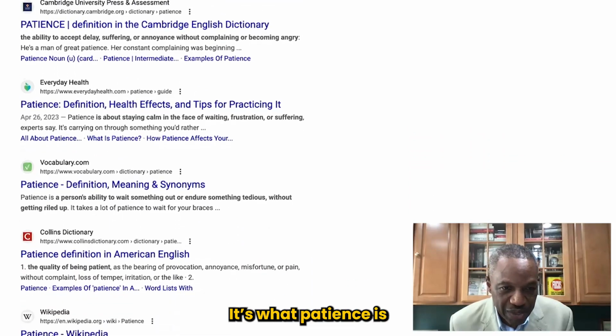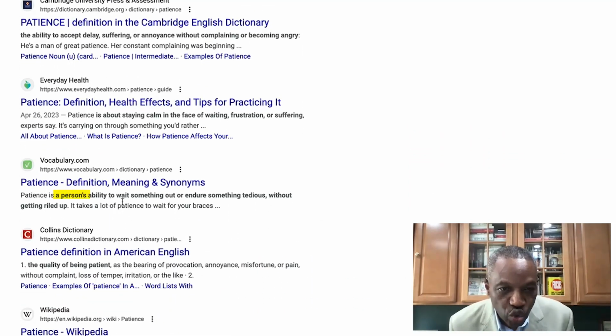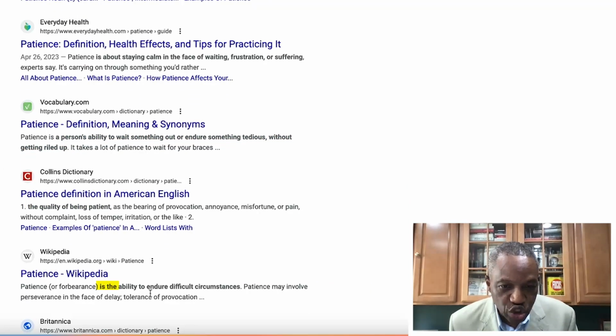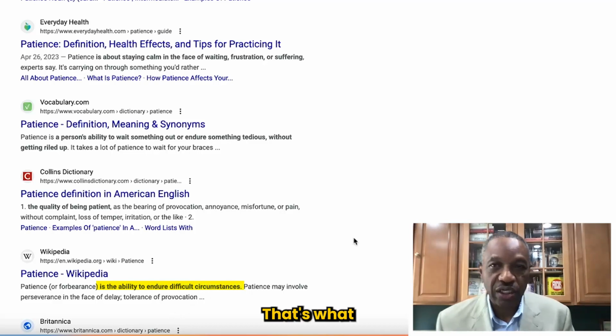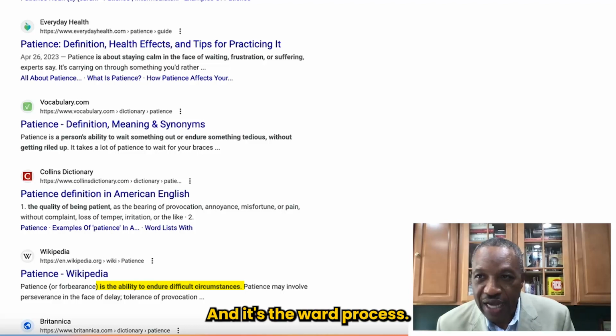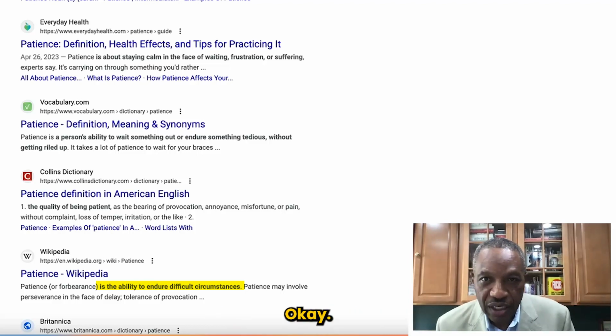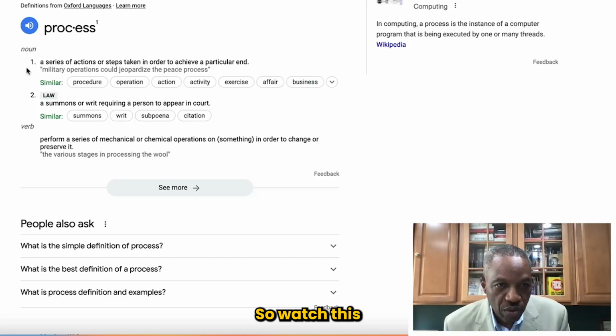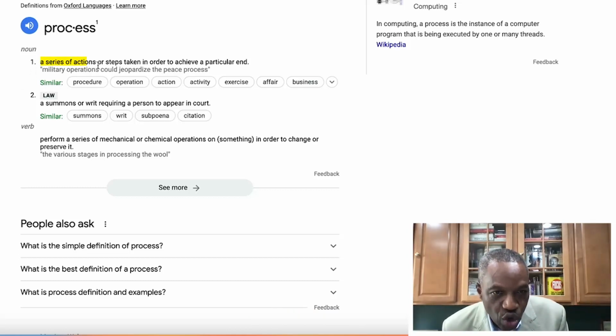It's what patient is. Patient is a person's ability to wait something out or endure something tedious without getting riled up. So you see, patience is the quality of being patient, the ability to endure difficult circumstances. That's what patience is. So let's take a look at the next word, and it's the word process. I told you, you need both. So watch this. Process: a series of actions or steps taken in order to achieve a particular end.